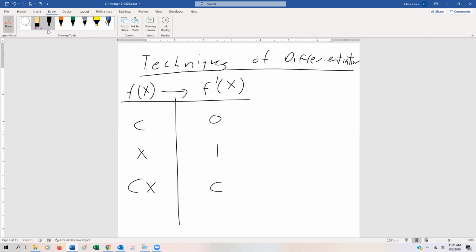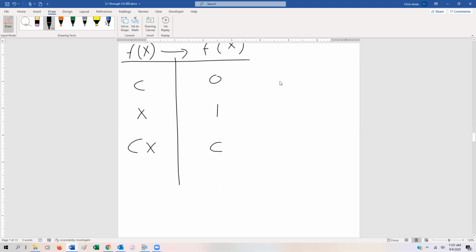Another rule is the derivative of an exponent. If we have cx squared, or let's just say c times x to the nth power, as long as n is a real number, then this is going to be equal to c times n times x to the n minus 1. So basically you multiply c and n together and then you subtract 1. That works really nicely because that makes things a lot easier.